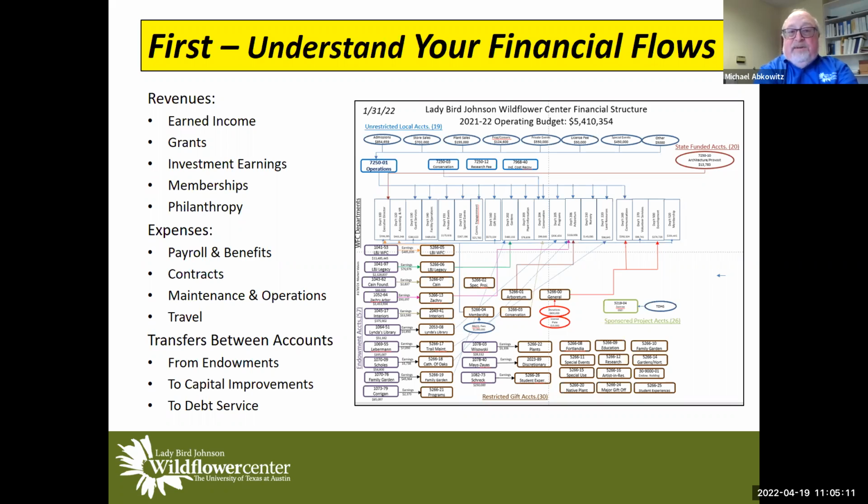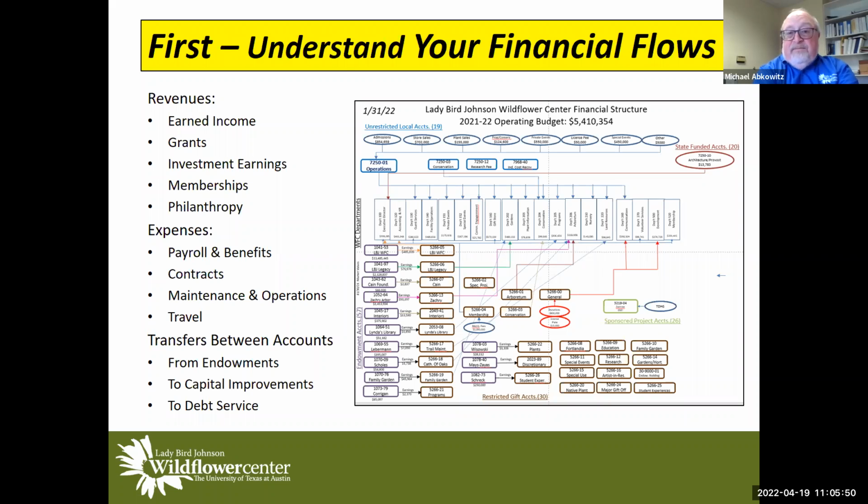streams, different earned income sources like admissions, store sales, special events, private events, memberships, investment earnings, philanthropy, and then where all that money goes to, and then in terms of different operating departments, different types of expense, such as payroll, contracts, maintenance costs, travel, and then how money flows between different accounts. In the case of UT, money flows, related to earnings from endowments to help fund operations.